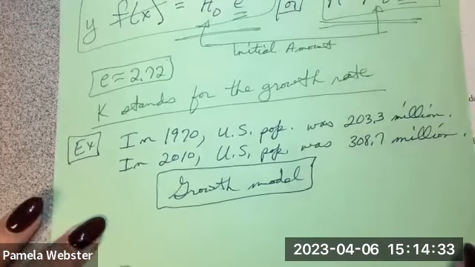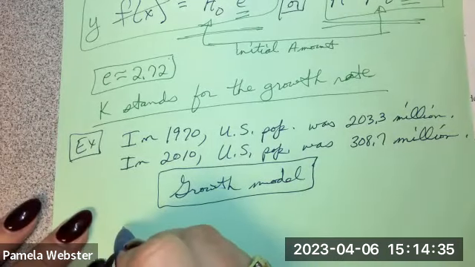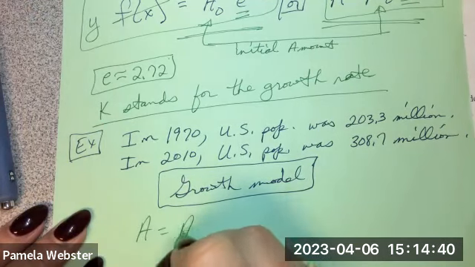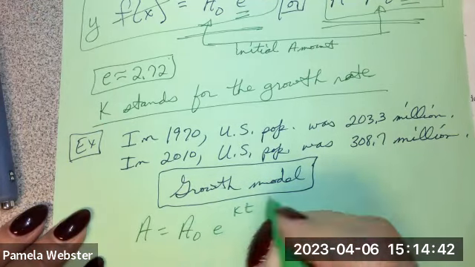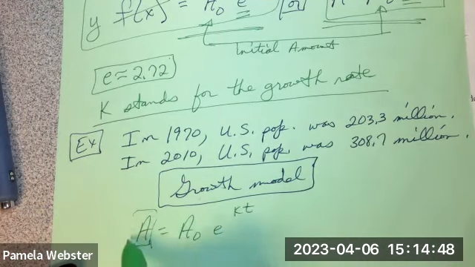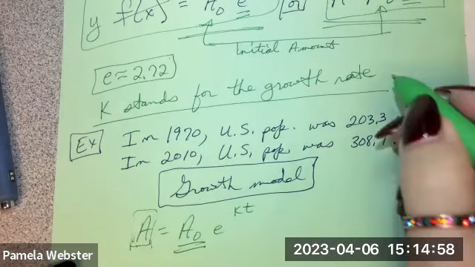We need to start with the basic growth model. So I'm going to do the A equals A sub naught e to the kt. And I'm specifically picking this one because I do know the amount at the end of time, right? At least by 2010, I know that amount. So let's start over. The A sub naught is going to be my initial value, right? This is my start.